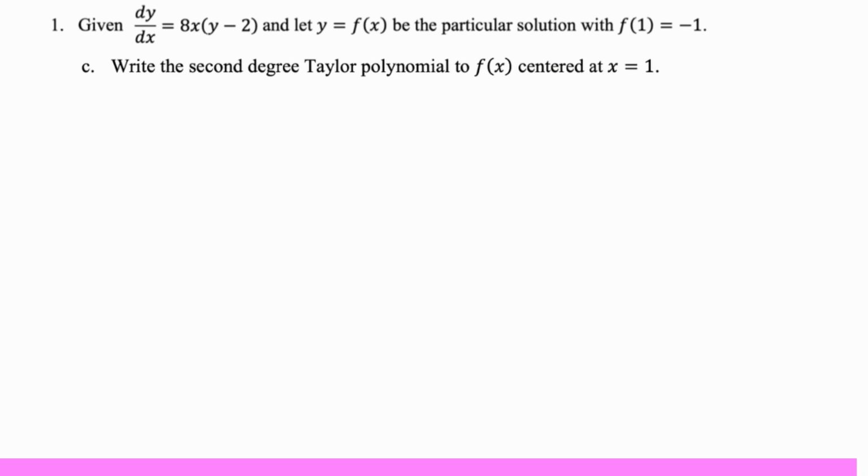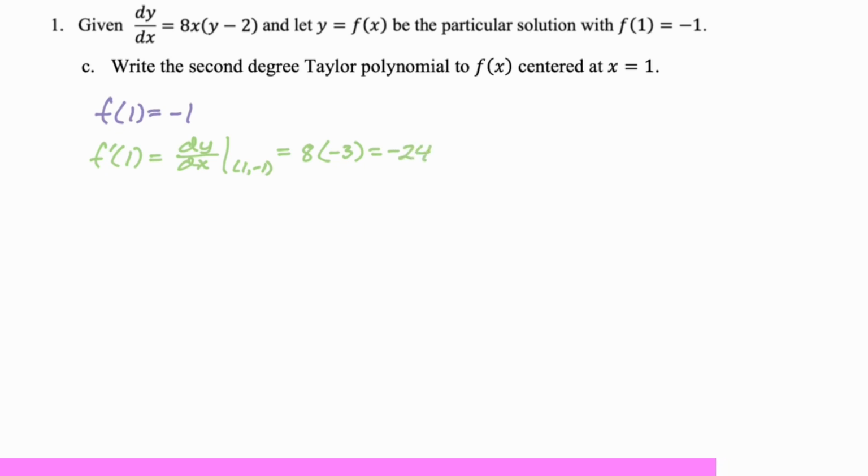Let's do C. Write the second degree Taylor polynomial. So we need the value of the function, the value of the first derivative, the value of the second derivative. So the value of the function is given, right? f of 1 is equal to -1. The derivative, so f prime of 1, is going to be dy dx evaluated at the point that we know, which is (1, -1). So that's going to just give us 8 times -3, which is -24.